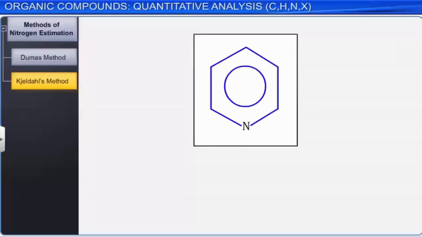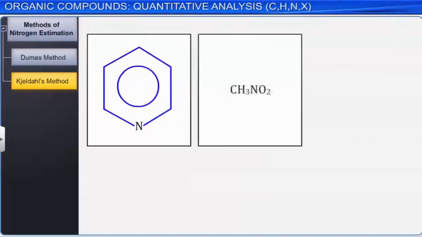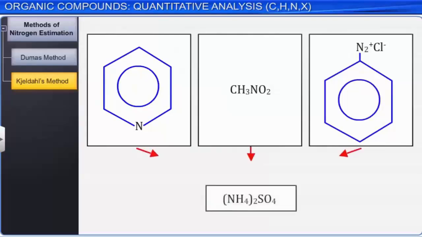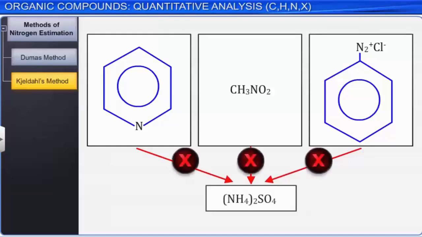It is important to note that the Kjeldahl method is not applicable when nitrogen is present in the ring, as well as in nitro and azo compounds. This is because the nitrogen of these compounds does not change to ammonium sulfate under these conditions.